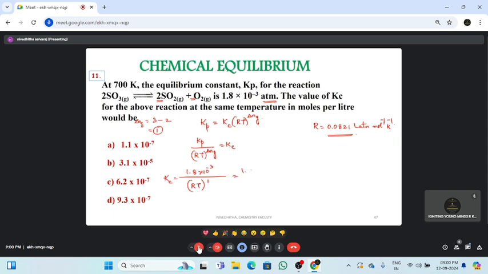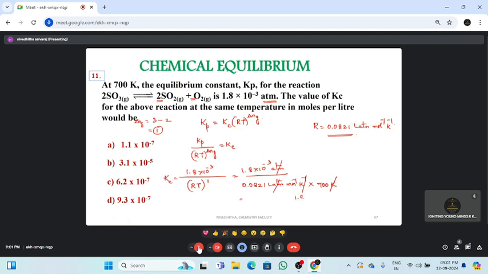So 1.8 into 10 power minus 3 divided by, the unit is atmosphere, and the value of R is 0.0821 liter atmosphere per mole per Kelvin. And what is the temperature? 700 Kelvin. So Kelvin per Kelvin will get cancelled out. Atmosphere and atmosphere will get cancelled out.